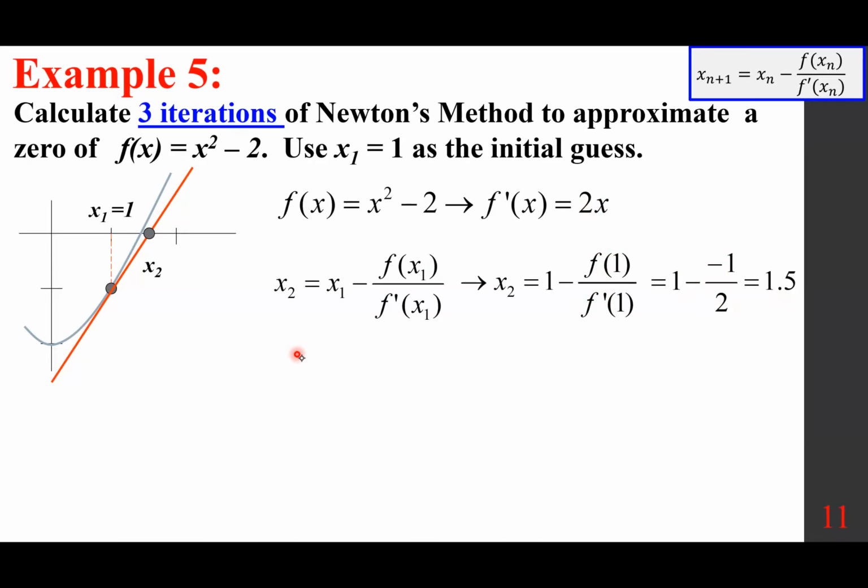So we have 2 more to go. X sub 3 is x sub 2 minus f of x sub 2 over f prime of x sub 2. So this is 1.5. At that point, if we draw a tangent line, it looks something like that. As you can see, it's hard to even pinpoint x sub 3. X sub 3 is somewhere here, almost the same as the x-intercept for the curve, almost.